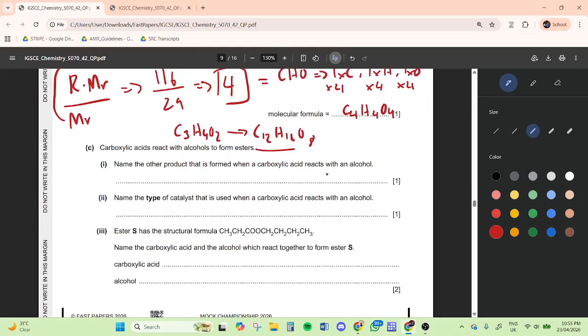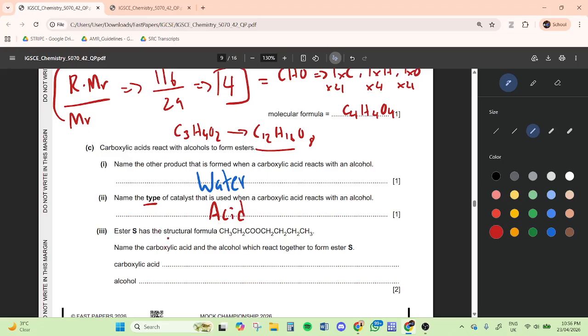Carboxylic acids react with alcohols to form esters. Name the other product that's formed when a carboxylic acid reacts with an alcohol. So whenever you react a carboxylic acid with an alcohol, the byproduct is always going to be water. The type of catalyst: you don't have to mention specifically any name. As a result, you're only expected to write acid. You don't need to specify which acid. As long as you just write acid, you're going to be fine.